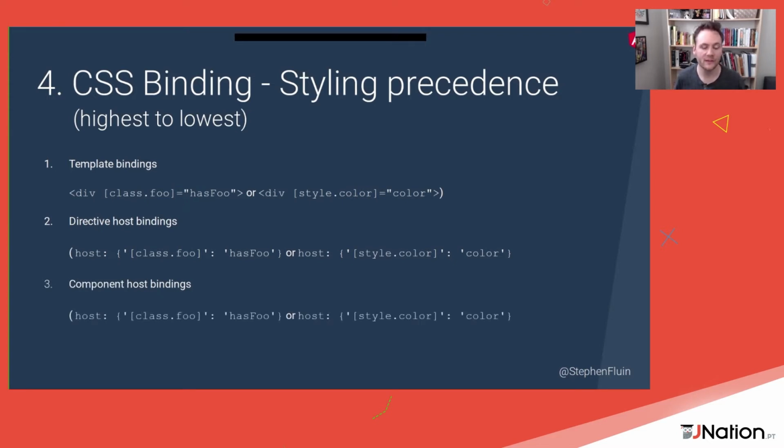So the idea is if some generic component you're using has a style, we'll use it. But if you've also supplied a directive, we're going to apply that instead. And if you've also applied a template binding, we're going to use that instead. So this makes sense. It matches somewhat the specificity of CSS overall.